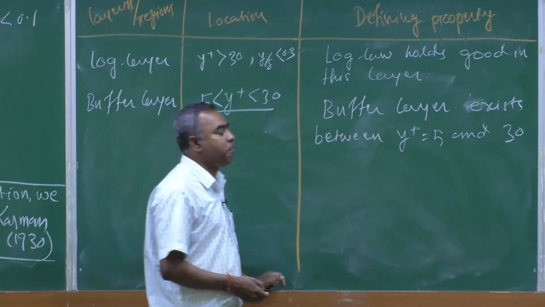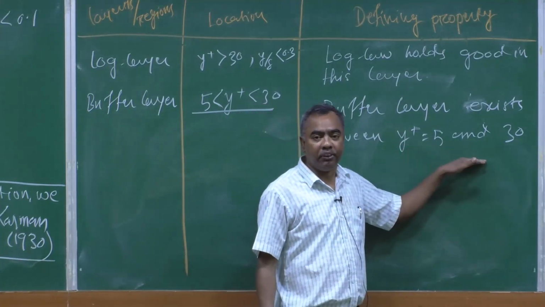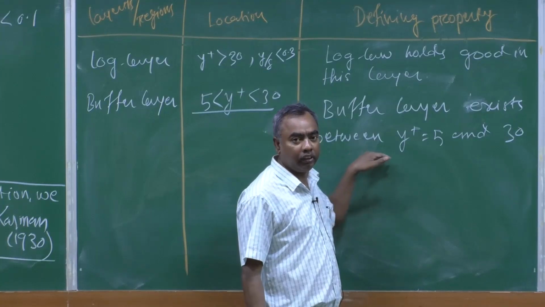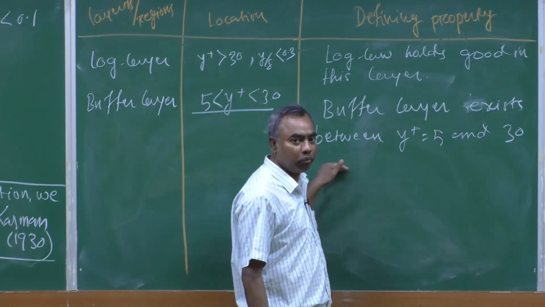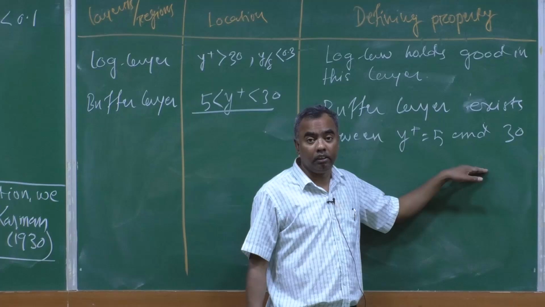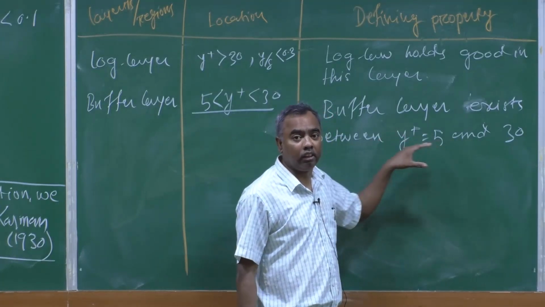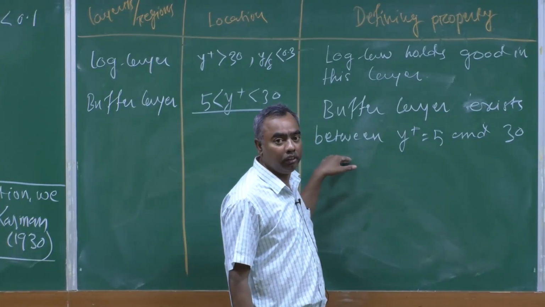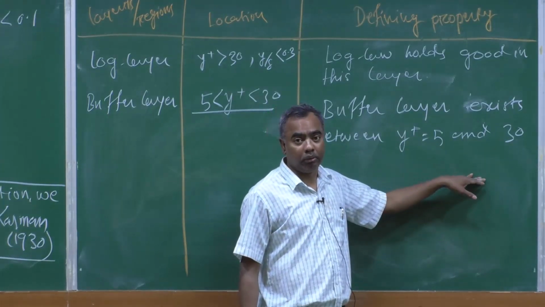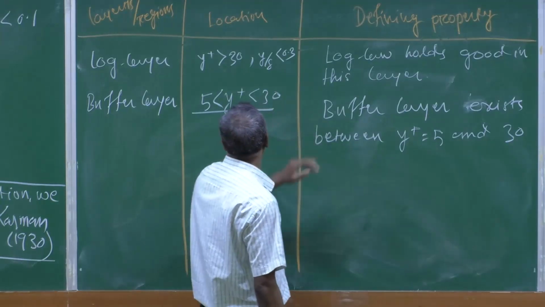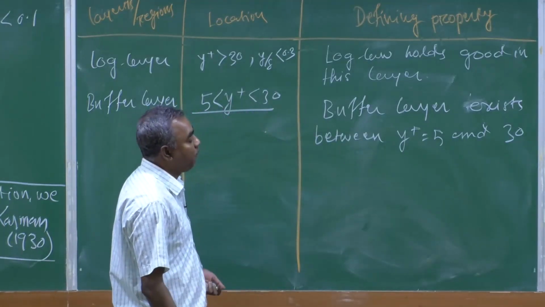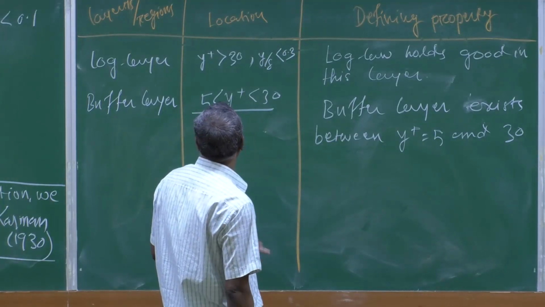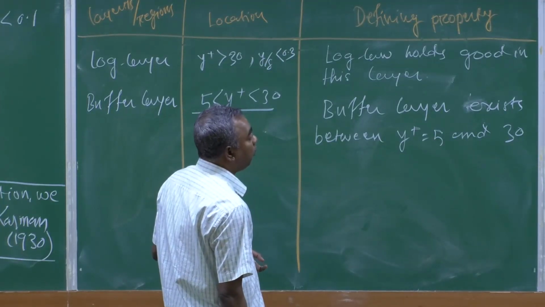So, it is basically a layer where there is a transition from the viscosity dominated region to the Reynolds stress dominated region. So, this is the transition layer. The buffer layer can be considered as the transition layer from viscosity dominated region to Reynolds stress dominated region. That is what can be called the buffer layer. Okay. So, these are the kinds of layers, and there is another one called the overlap layer.